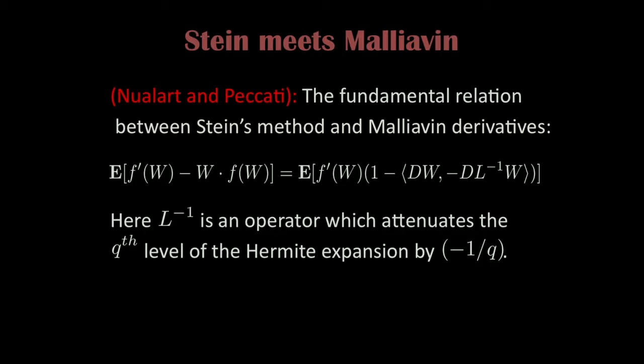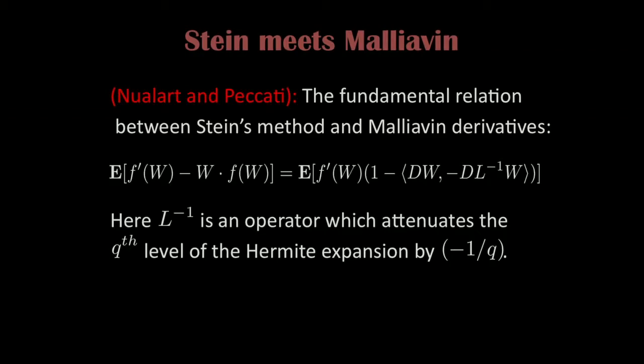I have explained what the operator D does. It just takes derivatives with respect to these xi's. I need to explain what the operator L inverse does, and it's very simple. Assume the function has a Hermite expansion. Just attenuate the qth level of the Hermite expansion by minus 1 over q. That's all it does. You're not going to do anything with level 0; the 0 part will vanish, and the qth part of the Hermite expansion will be attenuated by minus 1 over q. And this identity holds.